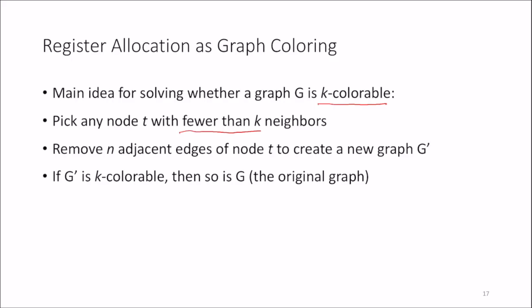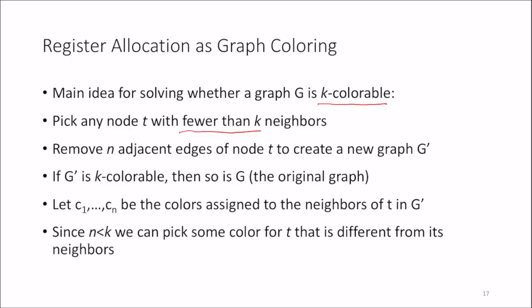If this new graph is k-colorable, then so is G, because we picked a node with fewer than k neighbors. So if you add in that node, we should be able to use k colors to label. We should be able to pick a color for node T that isn't the same color as its neighbors, given that it has fewer than k neighbors. So by definition, this should work. And what we do then is, if C1 through Cn are the colors assigned to the neighbors of T, then since n is less than k, we pick some color for T that's different from its neighbors.